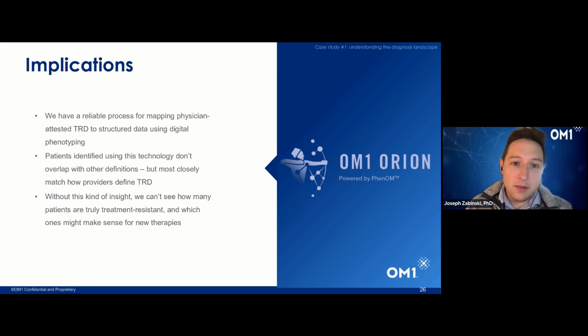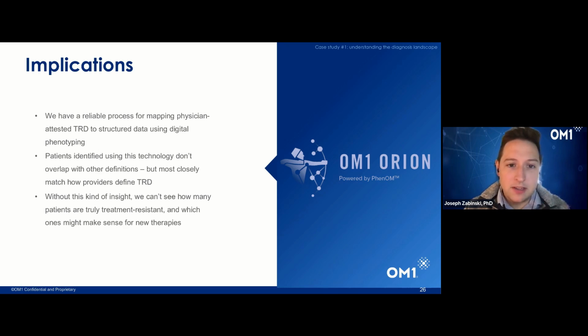So what are the implications of all of this? First of all, it's good to see that we have a reliable process for taking patients that physicians kind of label or say, I know it when I see it, and here's what it looks like, and translating that to structured data, translating that to much larger data sets to say, based on one of these phenotypic patterns, here's the patients who look like those that the physicians designate.